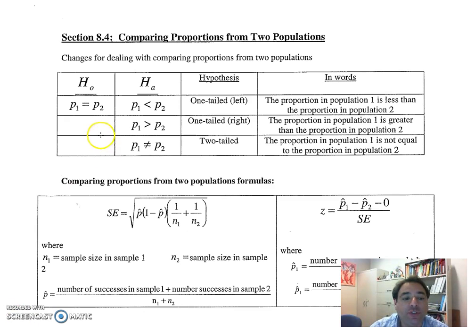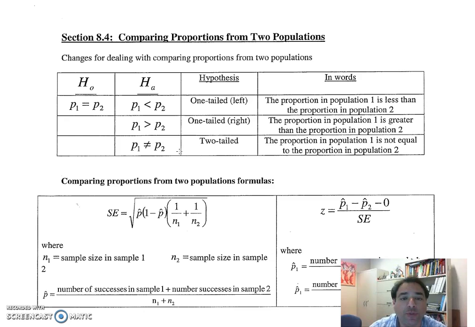So in this case we have two different proportions, and for H0, because we have two different proportions, H0 is always equal. We're going to set the two proportions equal to each other. So the H0 is assuming that they're equal to each other. HA, the alternative, is that the first is less than the second, or the first is greater than the second, or the first is not equal to the second.